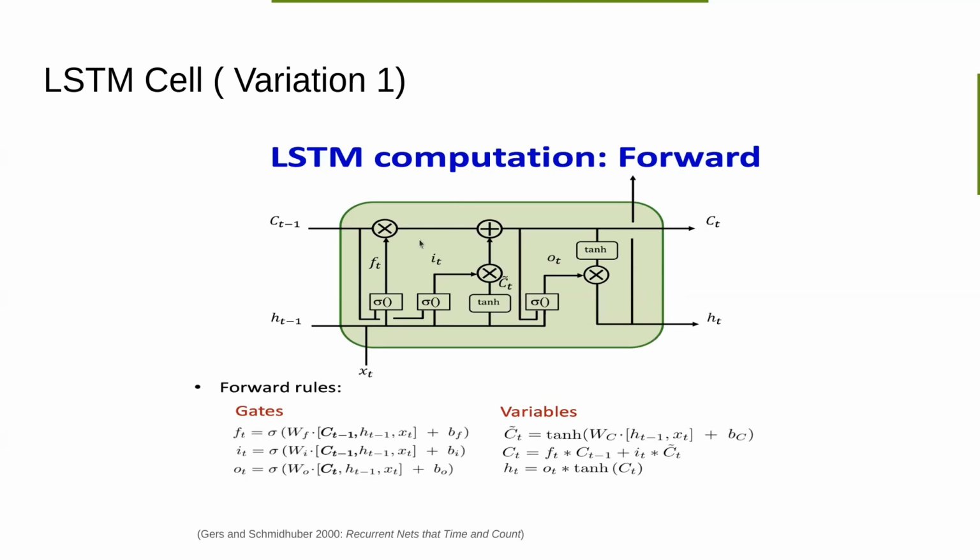The way this error carousel is updated is using gates: the forget gate, the input gate, and the output gate. The forget gate takes the hidden state from the previous step, the cell state from the previous step, and the input at the current time step, multiplies them with the weight, and adds a bias. Then there's a sigmoid, effectively constraining the output value. You also have the input gate, which again takes the previous cell state, the previous hidden state, the current input, and the input bias.